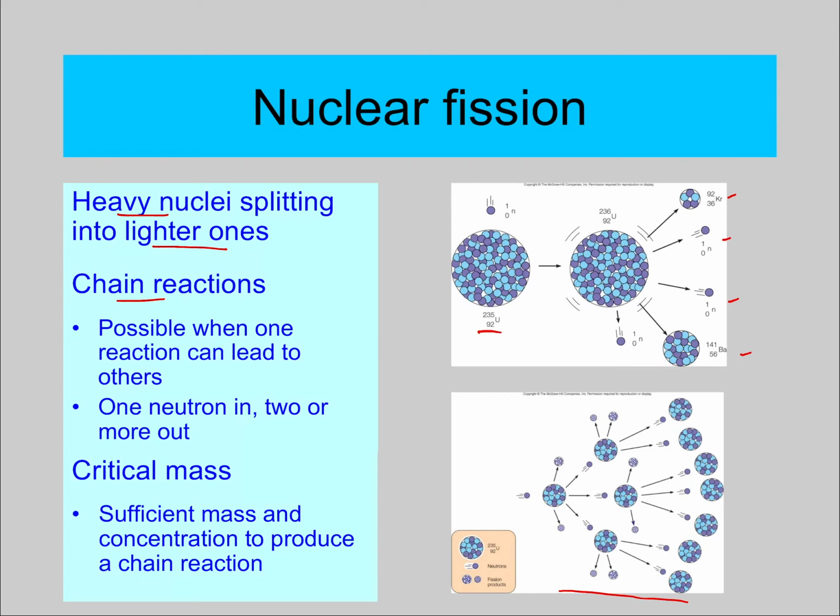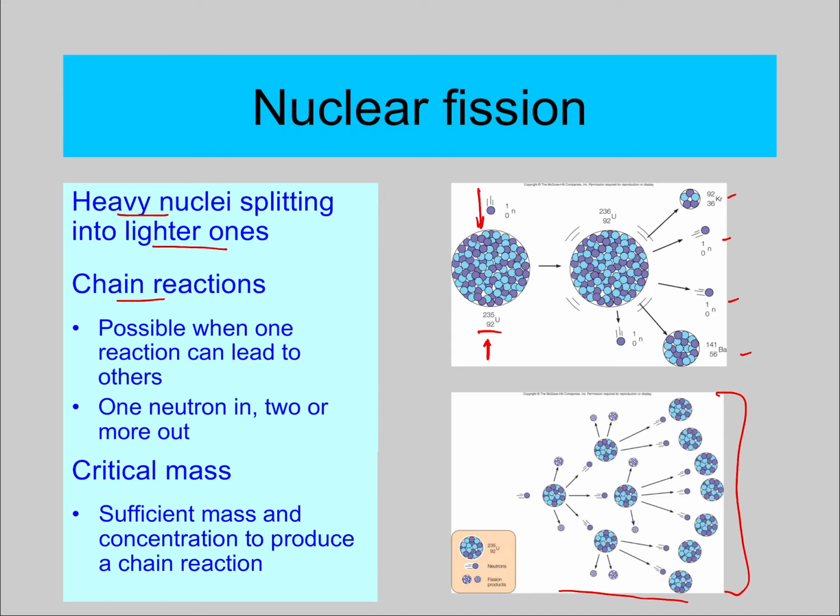And this is where once we start the reaction with uranium, we hit it with a neutron, you can't stop the reaction. It's going to domino, and it's going to continue to react until the fuel is spent up. So one possible reaction leads to many others. One neutron in, and then you get two or more out, and you can see that the krypton will go on, the barium will go on, and then down here we have quite a few products being produced.